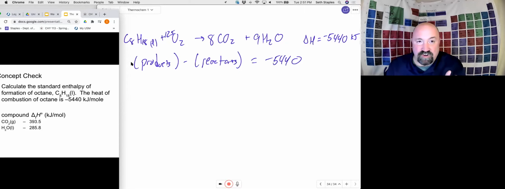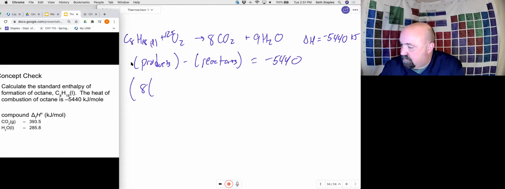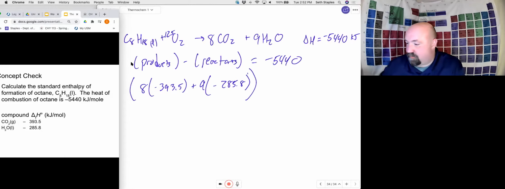So just like the example that we just did, only now we have the final enthalpy of the reaction, so we can put that in. And so the enthalpy of our products, 8 times our CO2 at negative 393.5, but then plus 9 times the enthalpy of formation of our water, negative 285.8. And so there's our products.